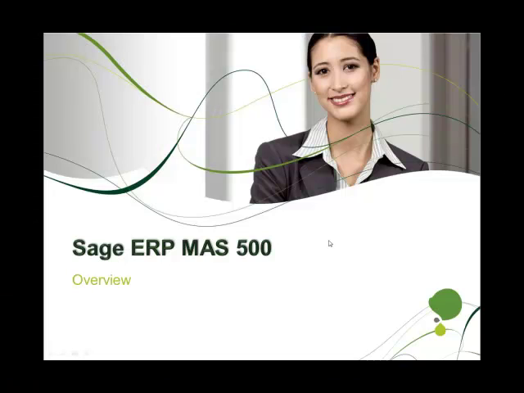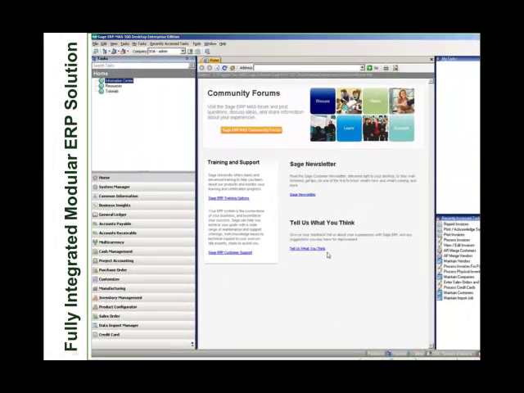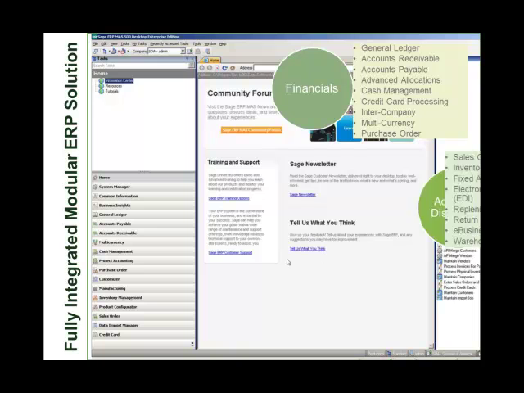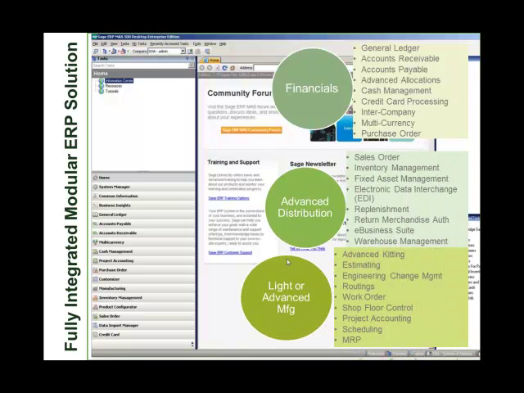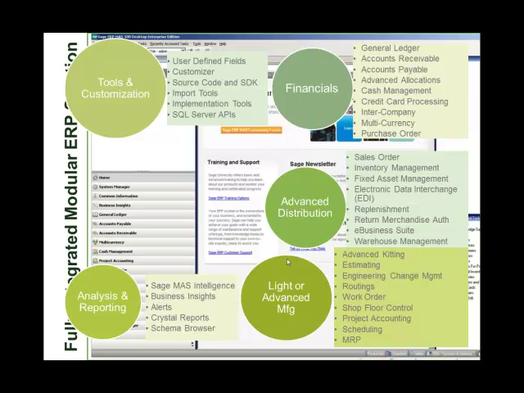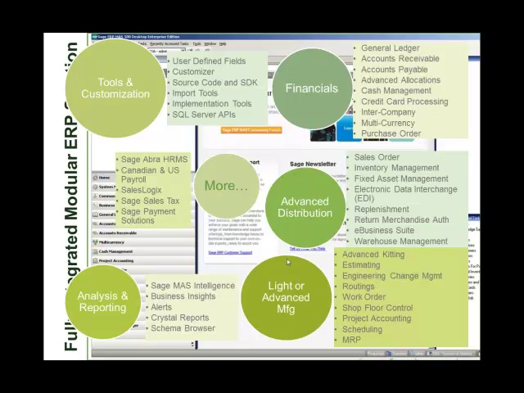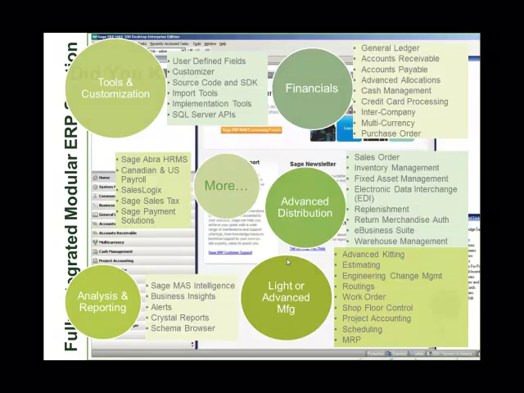Sage ERP MAS 500 overview. Sage ERP MAS 500 is a fully integrated modular ERP solution, including financials, advanced distribution, light or advanced manufacturing, tools and customization, analysis and reporting tools, and payroll, HR, CRM, sales tax, and payment solutions.